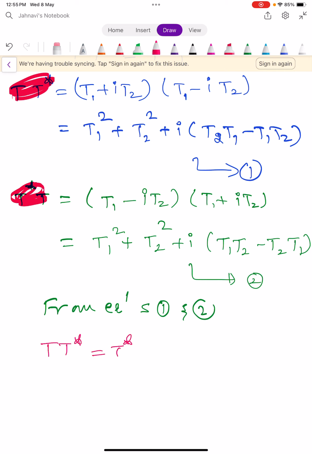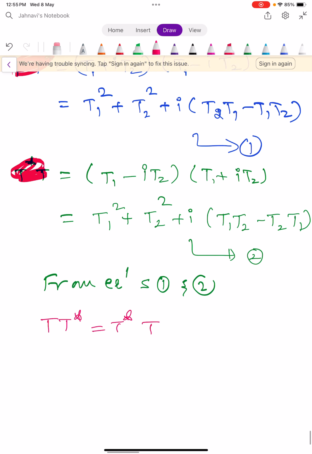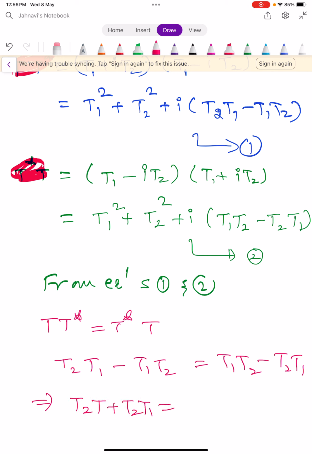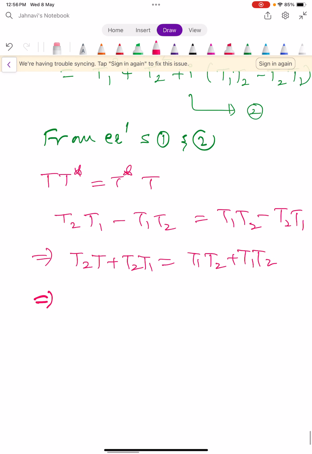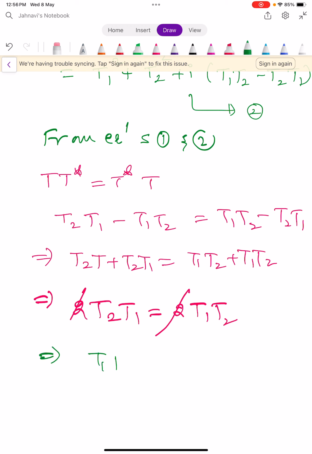T T star is equal to T star T. Hence, applying this condition to equation 1 and equation 2, we simply get T2 T1 minus T1 T2 is equal to T1 T2 minus T2 T1. So you can rearrange this: T2 T1 plus T2 T1 is equal to T1 T2 plus T1 T2, which gives 2 T2 T1 is equal to 2 T1 T2. These 2 get cancelled on both sides. So we simply conclude that T1 T2 is equal to T2 T1.